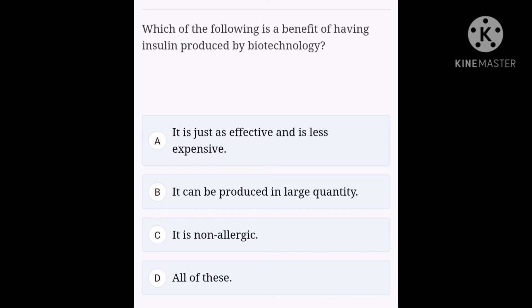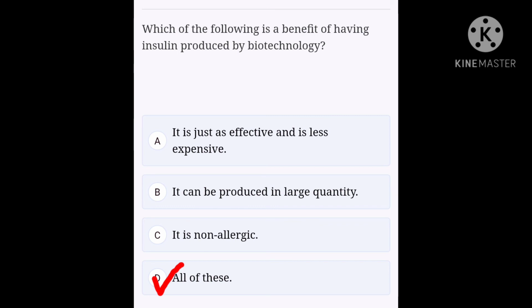Next question, which of the following is a benefit of having insulin produced by biotechnology? Option A, it is just as effective and is less expensive. Option B, it can be produced in large quantity. Option C, it is not allergic. Option D, all of this. Option D, all of this is the correct answer for this question.